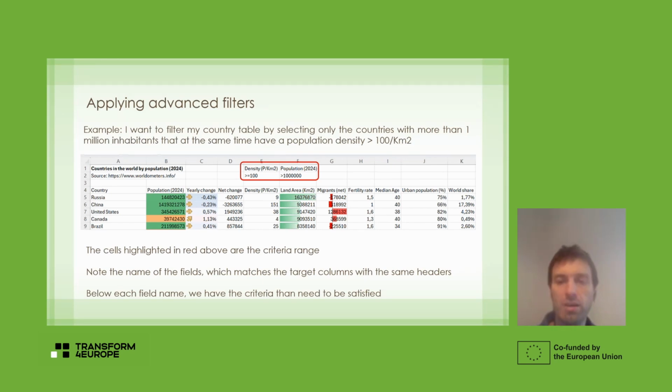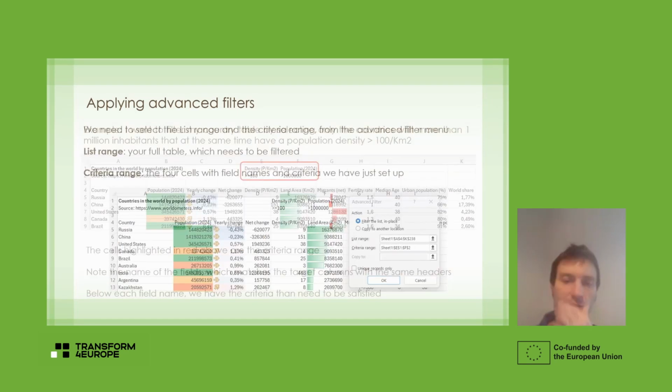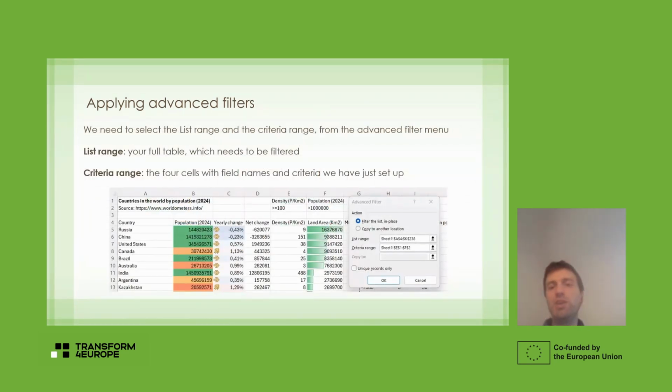So what happens now? Well, if you click on the advanced filter, you actually have the option to select the list range and the criteria range. This is the most crucial part, okay, of the entire process. So keep in mind that the list range should include your full table, so the entire area of the table that you want to apply the filter to. Basically you can click on the arrow up that you can find close to list range, on the right hand side, and select the cells that you want to filter.